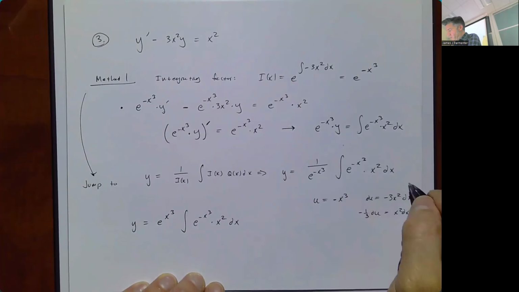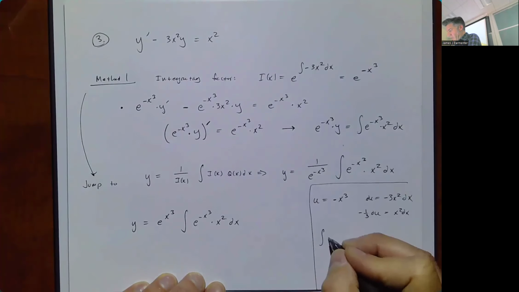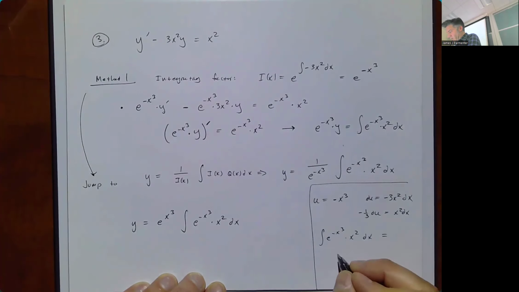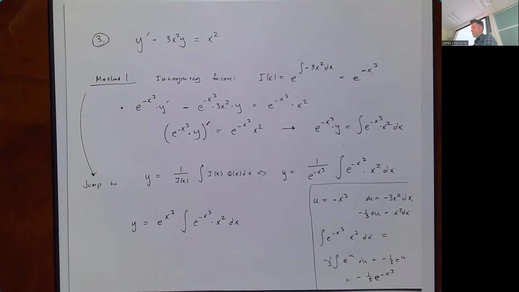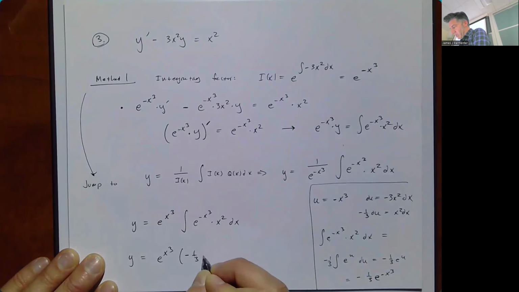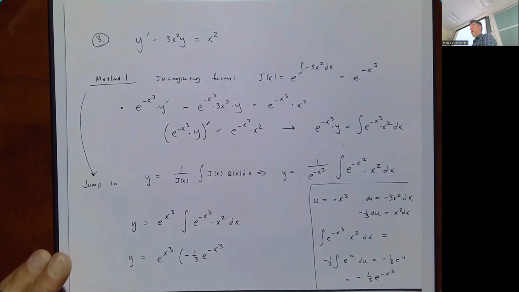So the integral of e to the negative x cubed times x squared dx ends up becoming the integral of e to the u times negative 1/3 du. And I like to put the negative 1/3 out in front. So that's going to be negative 1/3 e to the u, which is negative 1/3 e to the negative x cubed. So then we end up getting y equal to e to the x cubed times negative 1/3 e to the negative x cubed. And if we forgot the plus c, our answer would be very wrong and boring.